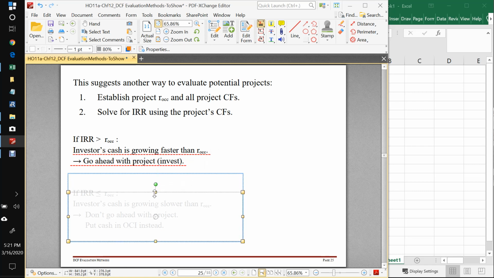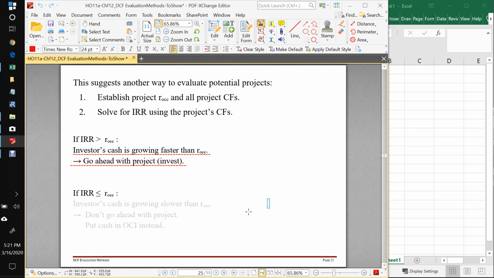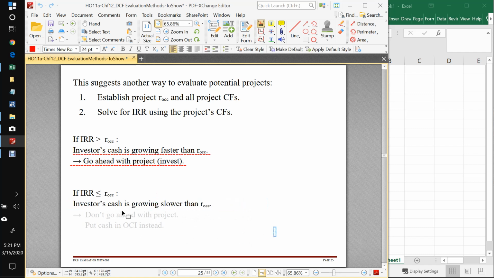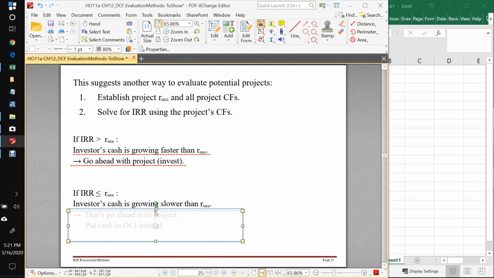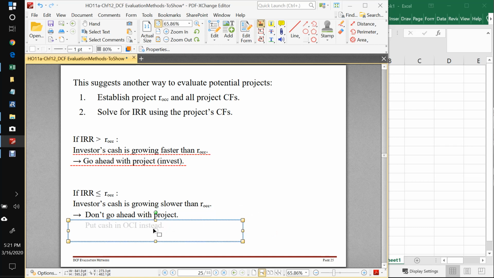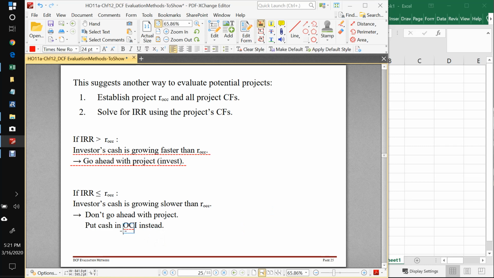On the other hand, okay, if our IRR is less than our opportunity cost of capital, what's that telling us? That's telling us that our cash is growing slower than our cost of capital. So what should we do? We should definitely not go ahead with this project. We should put our money into our opportunity cost investment instead. So this gives us a really nice qualitative way to think about projects.